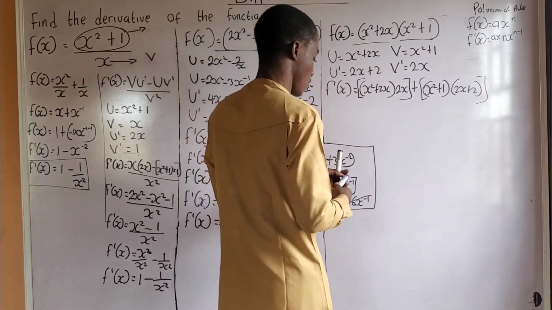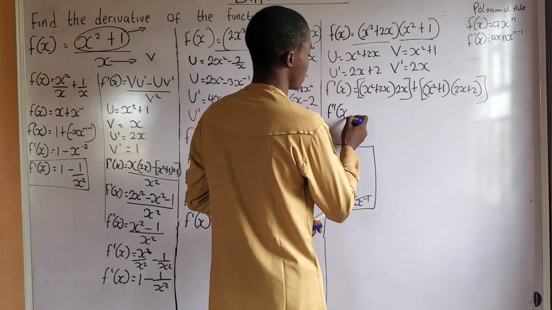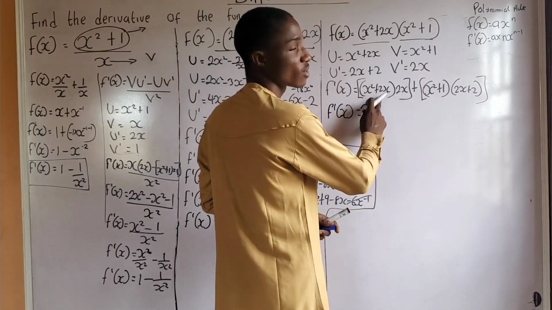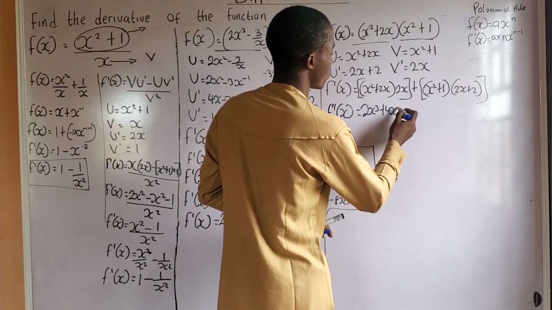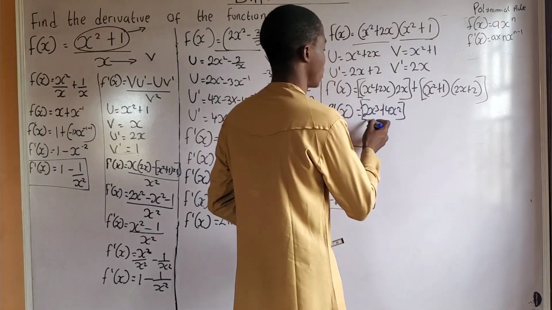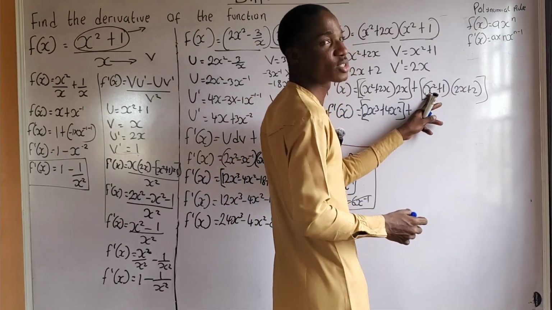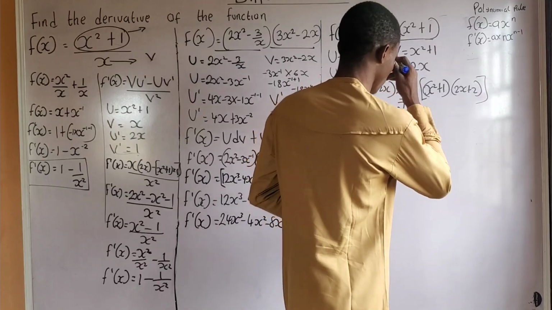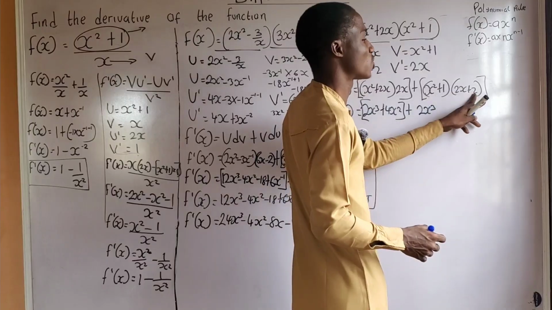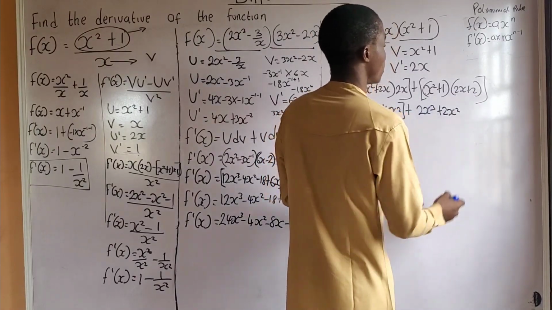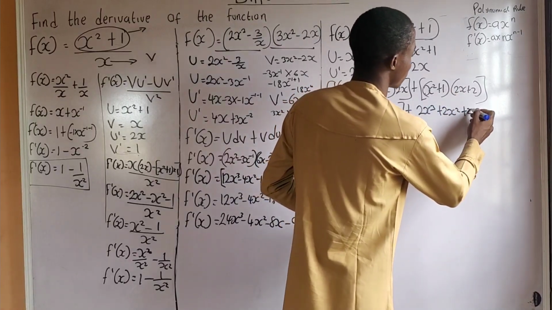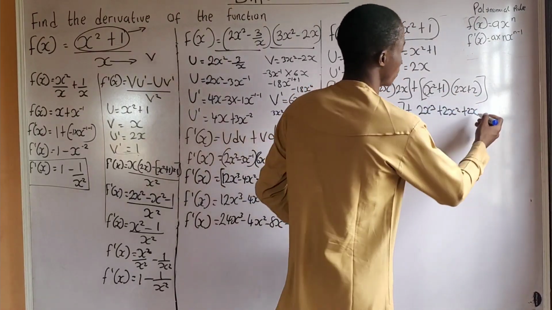Okay. So for this, I'm going to have the derivative of f of x equals 2x times x squared. That is what? 2x to the power of 3. 2x times plus 4x. That is what? Plus 4x squared. 2x times plus 2x. That will give us plus 4x squared, right? Yes. Okay. Plus 2x times x squared. I mean, plus 2x to the power of 3. X squared times 2. That is what? Plus 2x squared. Plus 1 times 2x. That is what? Plus 2x. Plus 1 times plus 2. That is what? Plus 2.